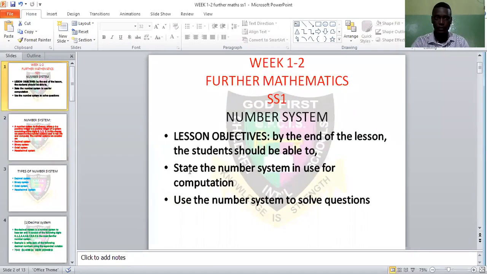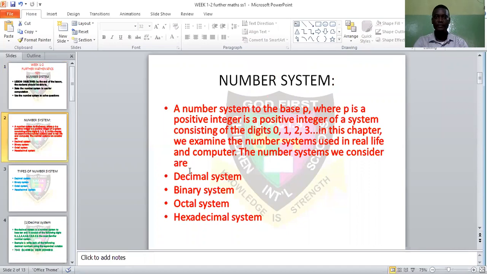A number system to the base p, where p is a positive integer, is a system consisting of the digits 0 to 9. In this chapter, we examine the number systems used in real life and in computers. The number systems we consider are the decimal system, which is base 10, the binary system, which is base 2, the octal system, which is base 8, and the hexadecimal system, which is to the base 16.